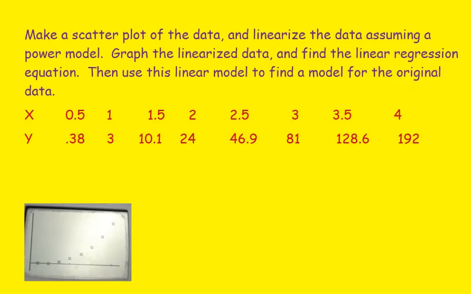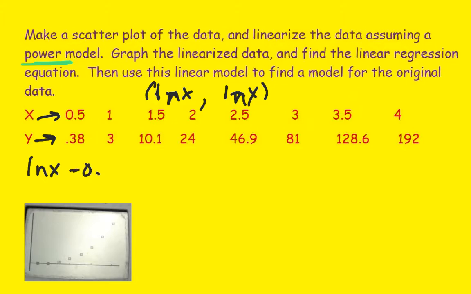So I've graphed this data, the original data, and now I need to linearize the data using a power model. And remember, the power model said that we need to take the natural log of x and then the natural log of y. So I just need to take that data and take the natural log of each one of them. And when I do that, the natural log of x, I come out with negative 0.7, 0, 0.4, 0.7, 0.9, 1.1, 1.3, 1.4.